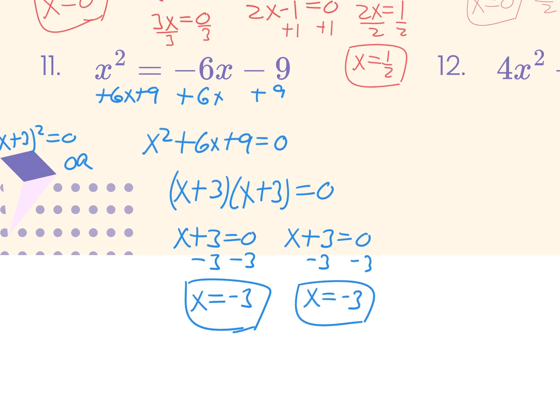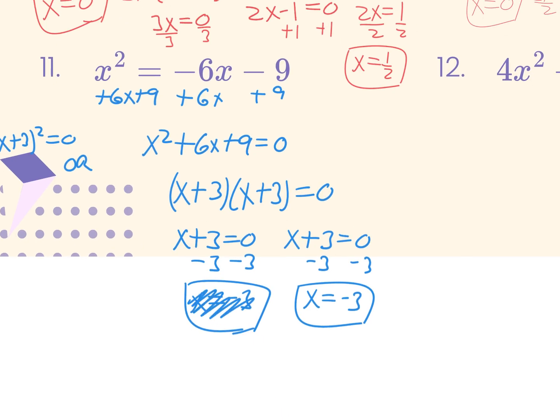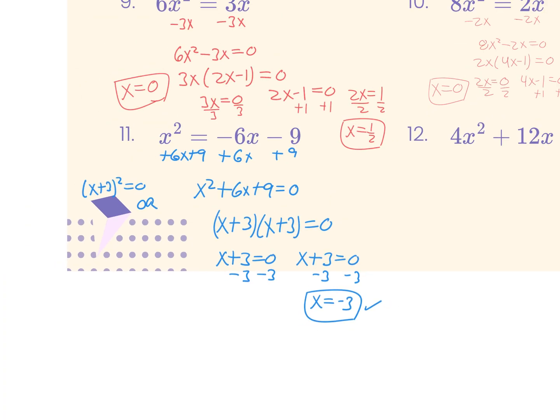When this happens, you only need to write it once. So I don't really need to see it twice. You can get rid of that. But if you want to write it twice, you can, right? I just need to see it once. That's perfectly fine.